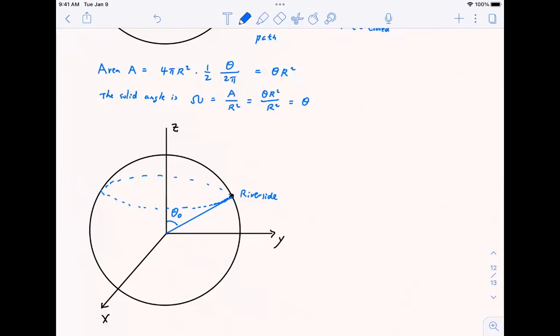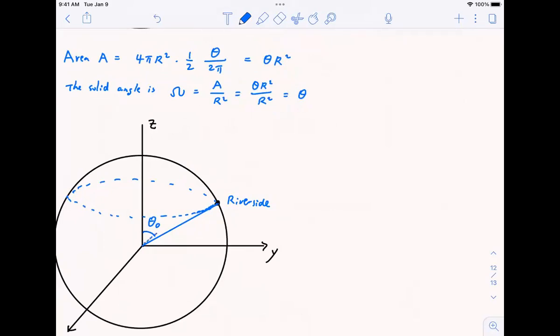Okay, we have a solid angle. So what is the solid angle? We just simply do an integration. You have a small part, this part. Okay, this part is R d theta.